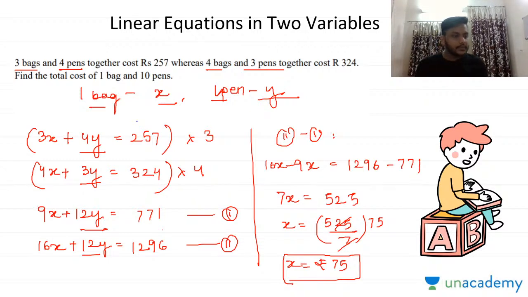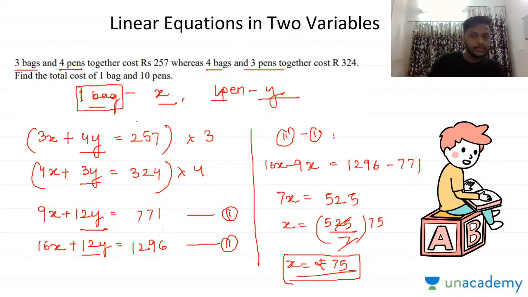Okay, so now if you see, my x came out to be rupees 75, which means what? x was nothing but the cost of the bag, and that is why the cost of one bag came out to be rupees 75. Correct? Now, the next thing is to find out your y.